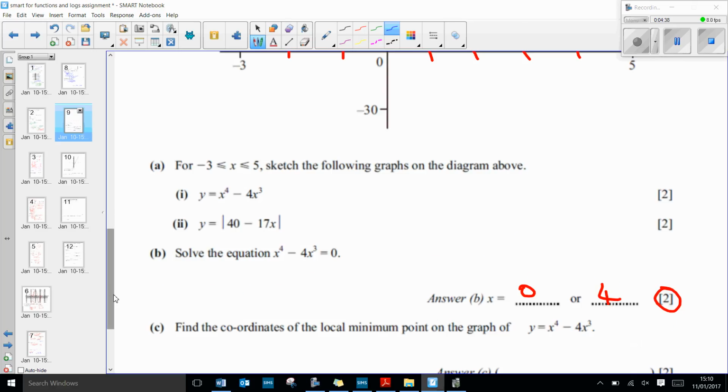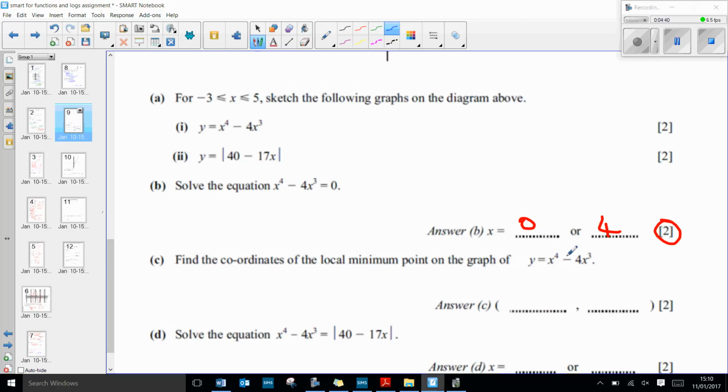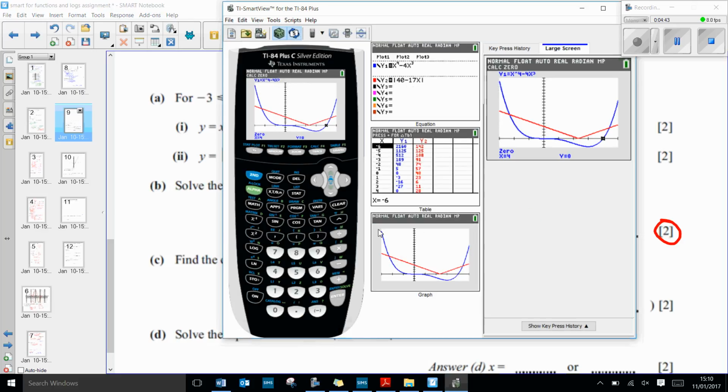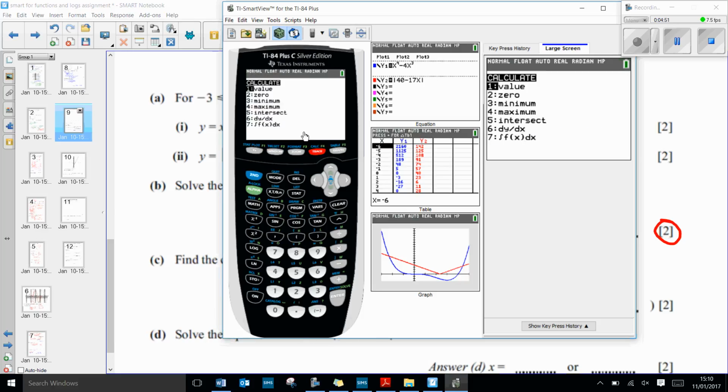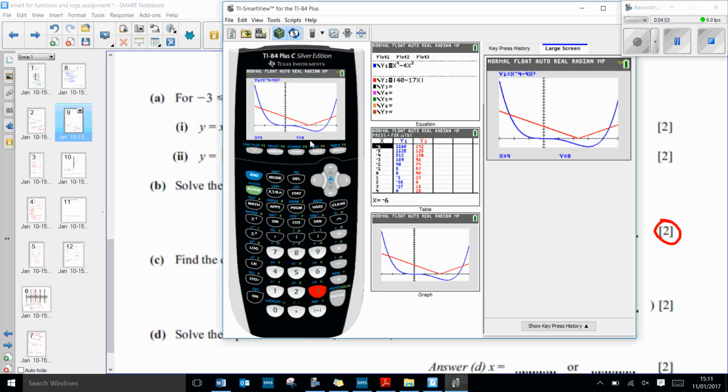Find the coordinates of the local minimum point on this graph. So same graph, the local minimum. We know that minimum points are points that look like this, so this is what we're trying to find, but again we would use the second calc. And you see number 3 says minimum. So it says left bound, so again we have the left side of the minimum point, and then the right side of the minimum point. Guesses, and then tells us it's at 3.0008, so obviously that would be 3 and negative 27, so 3, negative 27.